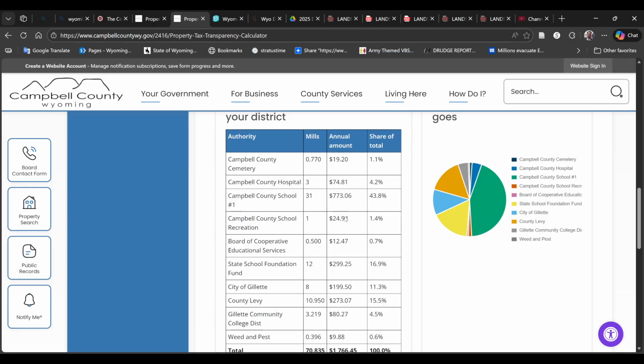$773.06. But there's more to it than that, because you have the state school foundation program right here that gets 12 mills. That's an additional $300. There's also BOCES. BOCES is the Board of Cooperative Education Services. So, for instance, if you've got a high schooler and they are taking some college classes, this money right here is helping them to pay for those college classes without actually having to pay for anything. They're getting those services essentially for free while they're in high school.